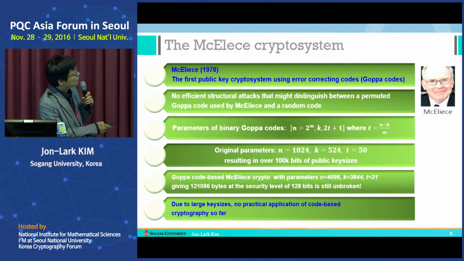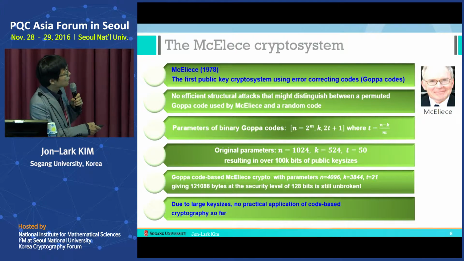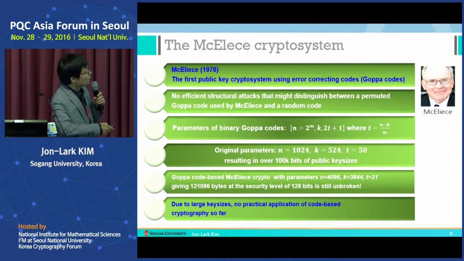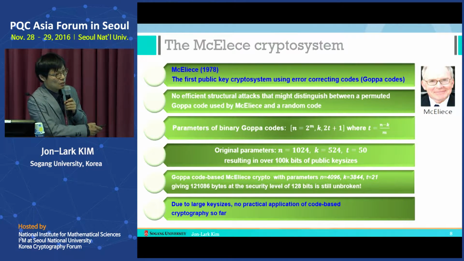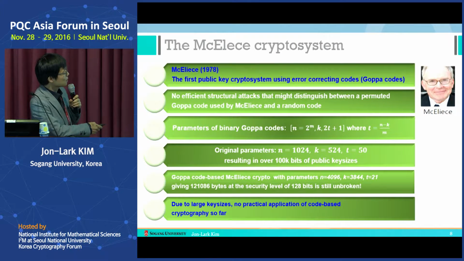This is the parameter. The original one has length 1024 and k equal 524 and t equal this. You can easily plug in here. But at that time, it had a large key size, so it was just like a theoretical crypto system. But if you want to increase the security level, you just choose a larger length, larger k, and so on. So we can still have various security levels depending on these parameters. So still it's unbroken.